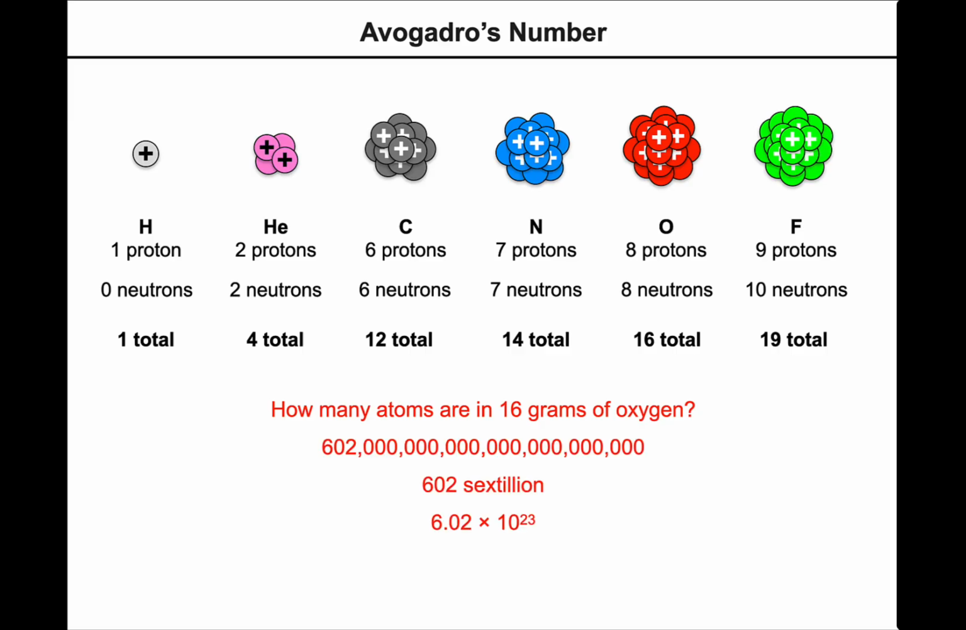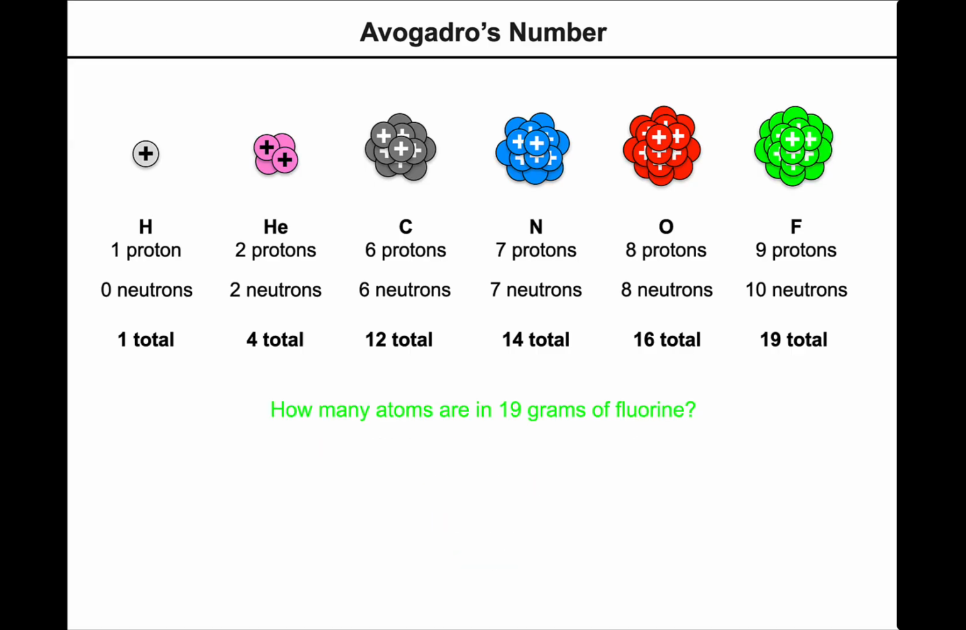It's 602 sextillion atoms of oxygen. And then finally, what if I weighed out 19 grams of fluorine? How many atoms of fluorine is that? Well, that's 602 sextillion, Avogadro's number, 1 mole of fluorine.